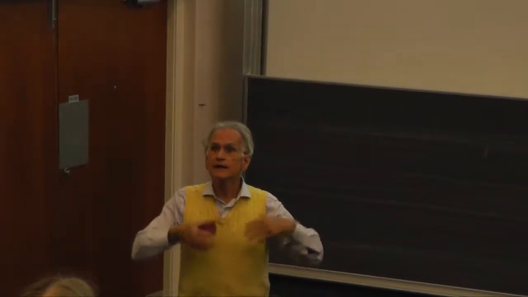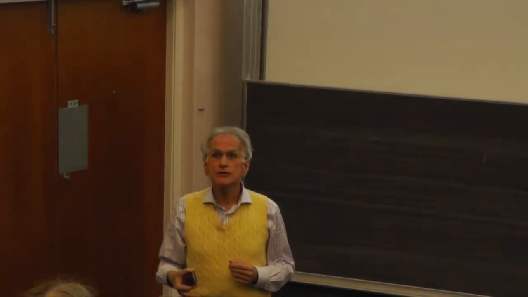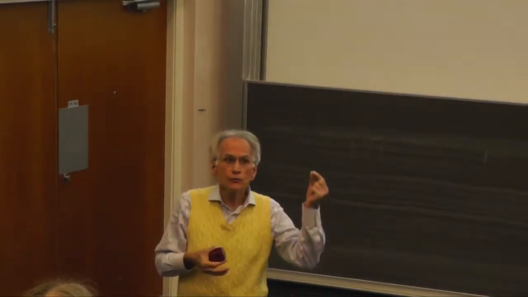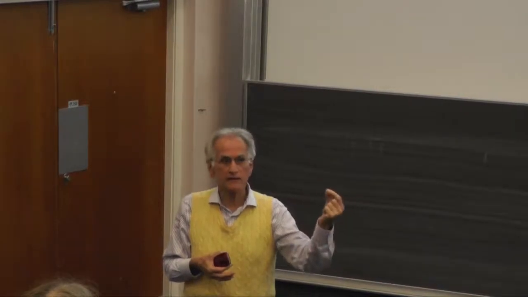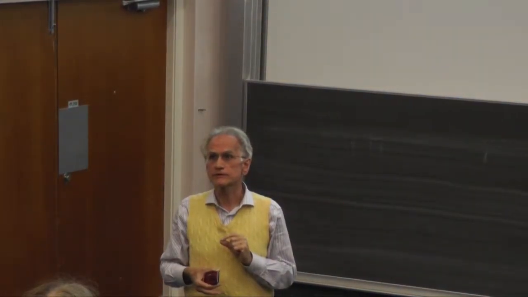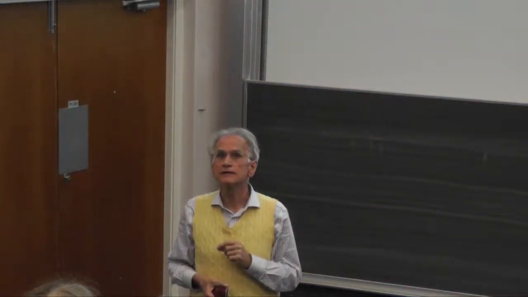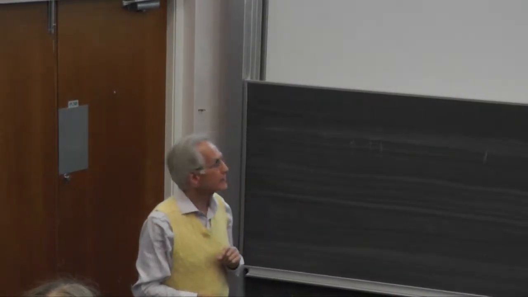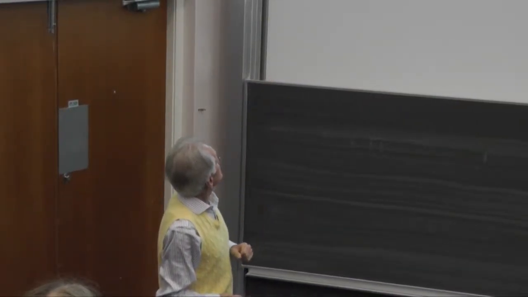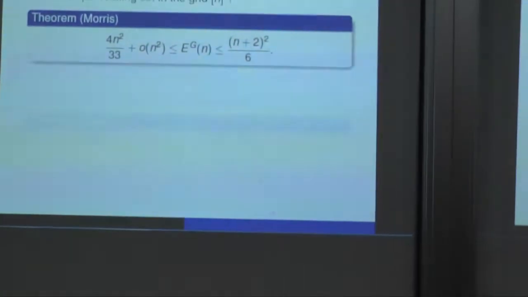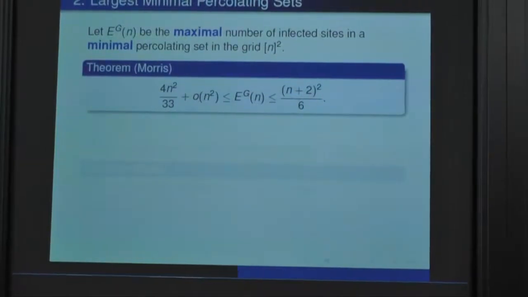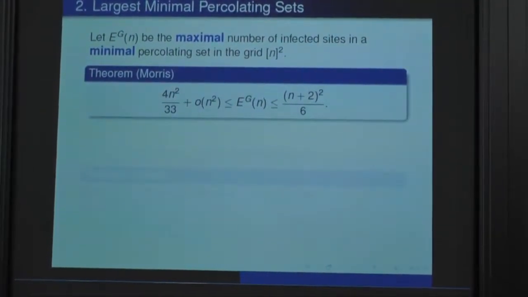Okay, what about largest minimally percolating sets? So can you get many sites which altogether percolate, but no matter which site you delete, making it healthy, you do not get percolation. That's a different ball game. Totally different question. Actually, it's not known, but it's known that it's some constant times n squared, and even this proof is pretty non-trivial.